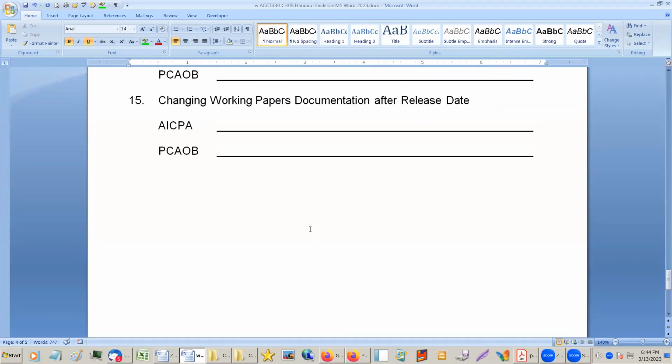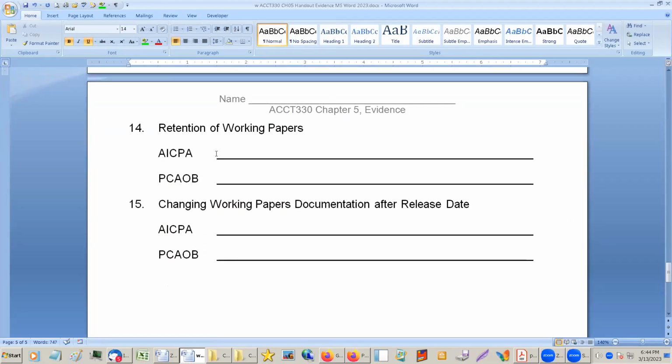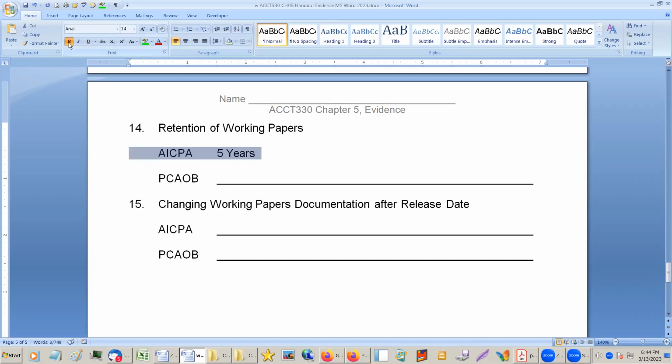Hey, we're almost done. Retention of the work papers. This will take 2 seconds, maybe a little longer. AICPA, 5 years. PCAOB, 7 years.